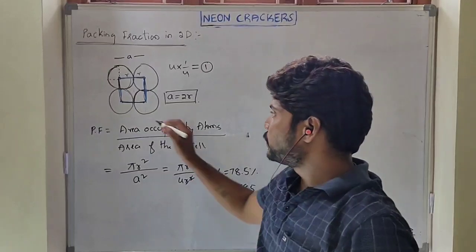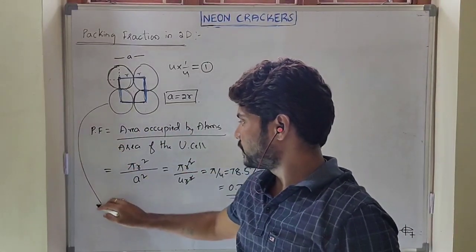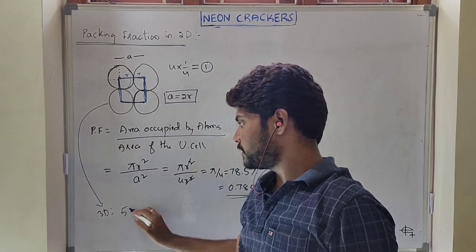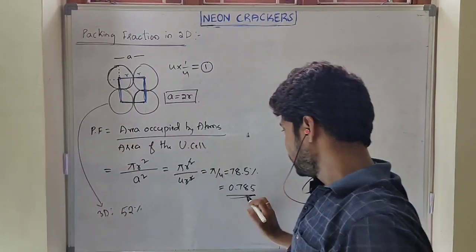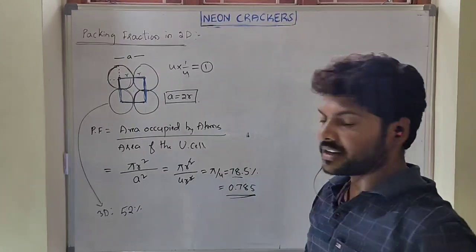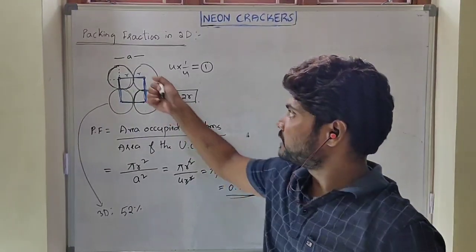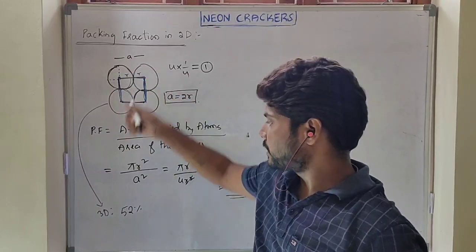Of course, you know, in simple cubic in 3D, how much packing fraction did we get in the last video? 52%. Here we are getting how much in 2D? 78%. So which is more stable? This 2D arrangement is more stable compared to that one.